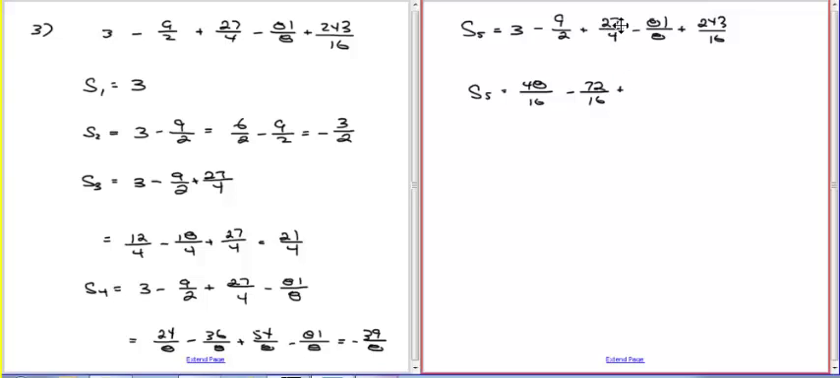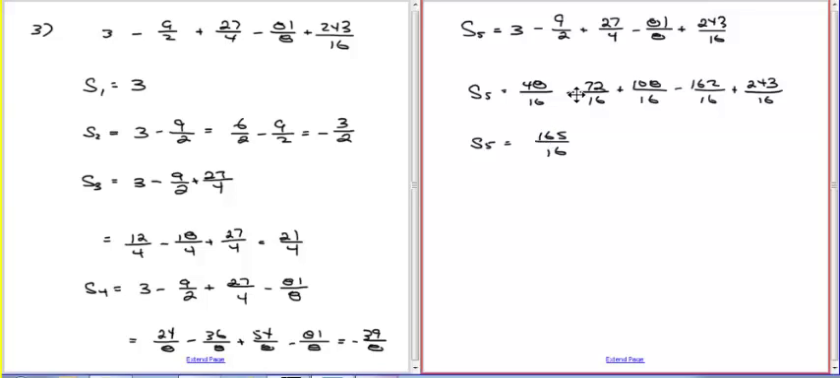Okay, so that's 27 times 4, we get 108 sixteenths. Then we multiply by 2, so that's 162 sixteenths. And then we have the last one, which we don't need to change because it already has the common denominator. So we take 48 minus 72 plus 108 minus 162 plus 243. And I get 165 sixteenths.